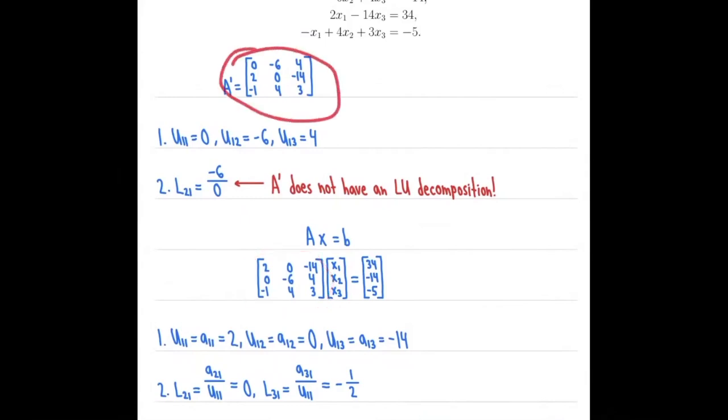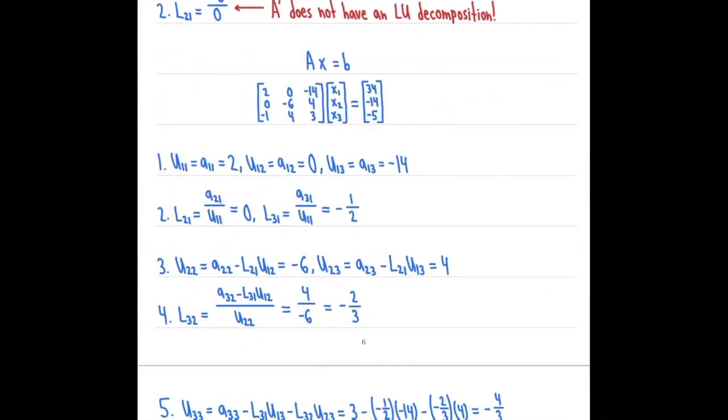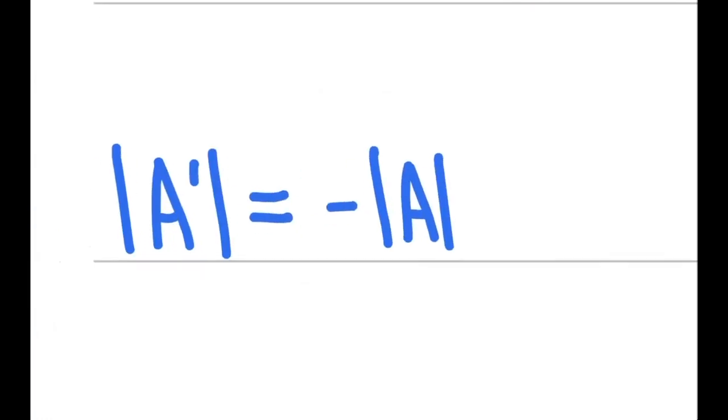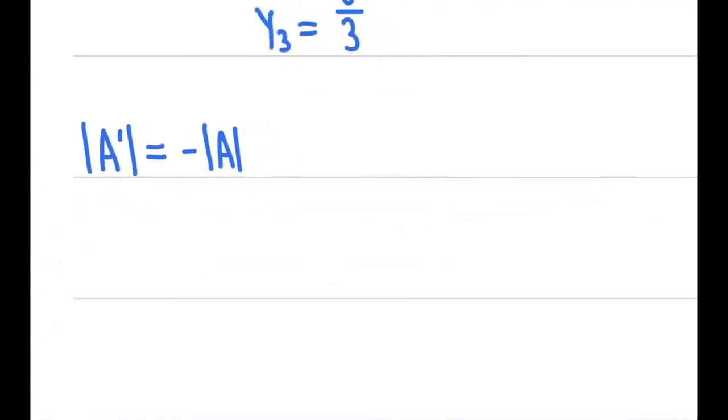How does the determinant of A prime relate to the determinant of A? What happens when you swap two rows? You put a negative sign down. Yes, when I swap two rows of a matrix, I need to introduce a negative factor in front of the determinant. So this is equal to the opposite of the determinant of A. This is from that determinant video we did. Yes, check that out. And we know about A. We did the LU decomposition on that matrix.